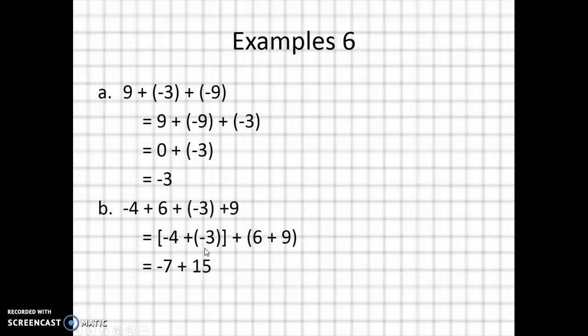Okay, so let's solve in the brackets. Negative 4 plus negative 3 is going to equal negative 7, and then of course 6 plus 9 equals 15. Now I'm going to add negative 7 plus 15. So now I have a different sign difference, and keep the sign of the integer with the greater absolute value. So I'm going to find the difference. 15 minus 7 is 8, and it's going to be positive because 15 is greater than 7.